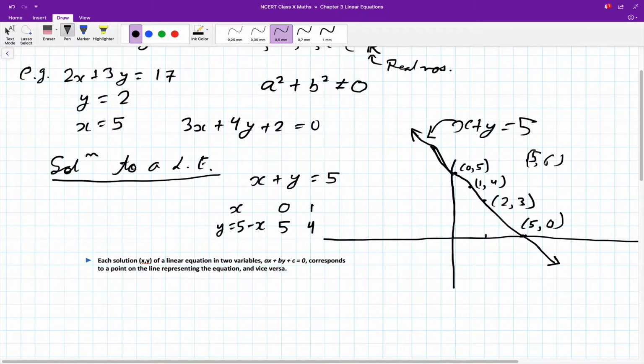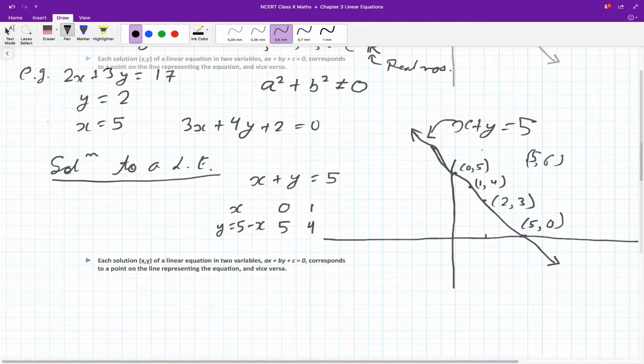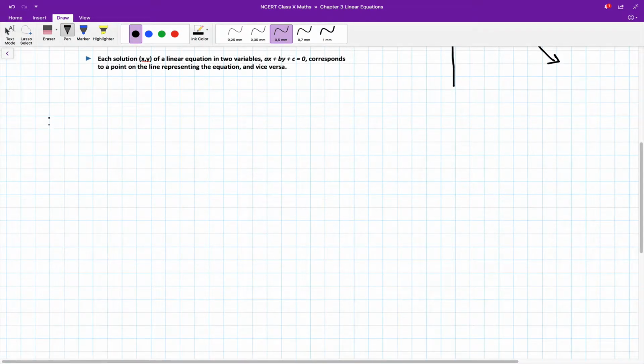If you plug in the values, 5 plus 6 will make 11, which is not equal to 5. So this point won't be a solution to this, and this point won't lie on the straight line. Whereas if you think of any point lying on the straight line, it will be a solution to this linear equation. Okay, let us now move to pair of linear equations.